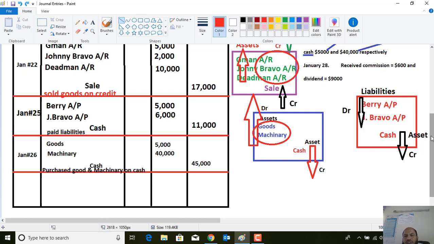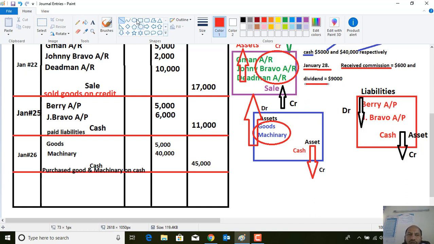And now we will record the final transaction of the business, which occurred on January 28. So what happened on January 28? The company received commission, one thing, and also dividend of 9,000. So the company received commission of $600 and the dividend of $9,000.